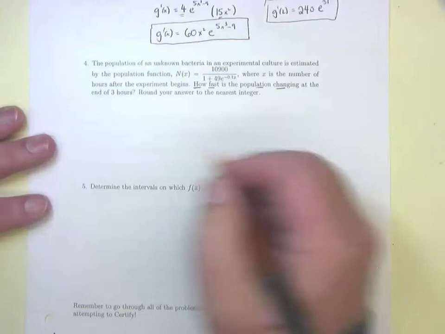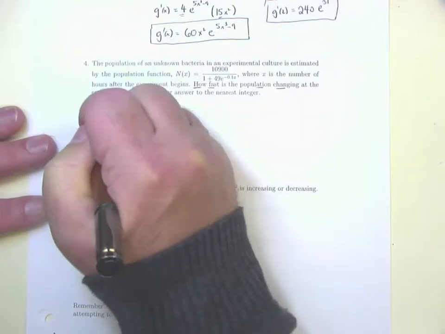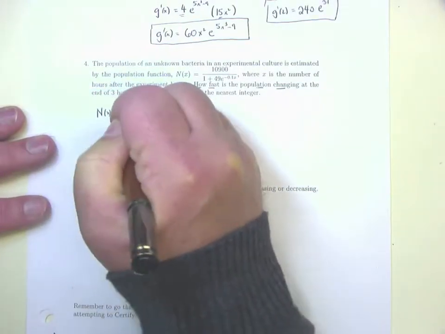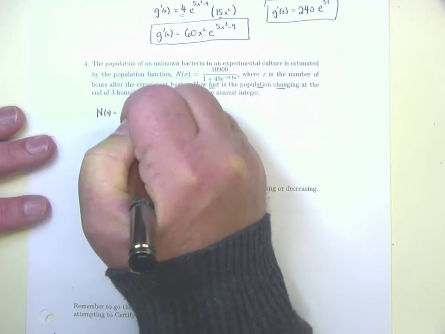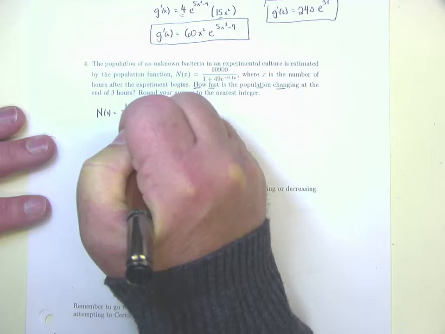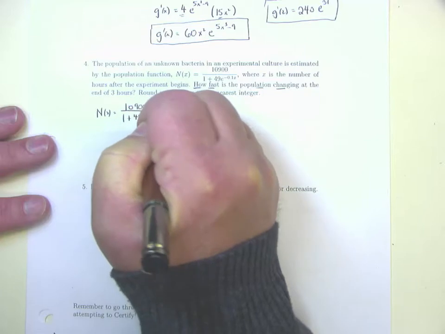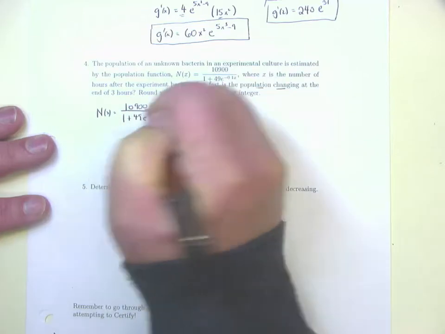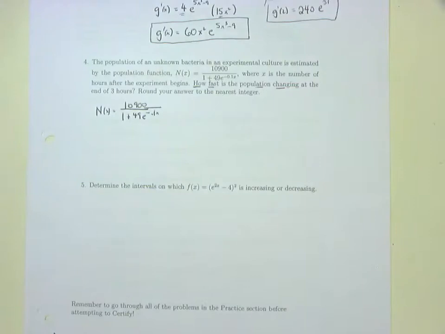So this is kind of code in terms of word problems here. So there's a couple of different ways you can do this. Look at your function. N of x is equal to 10,900 divided by 1 plus 49e to the negative 0.1x. Now, there's two ways I can do this. I can clean this guy up, or I can take derivative of it the way it looks.